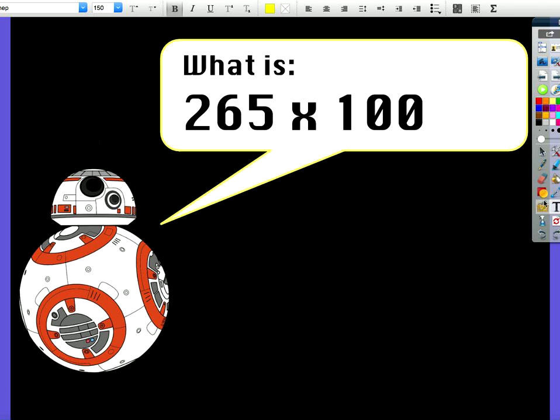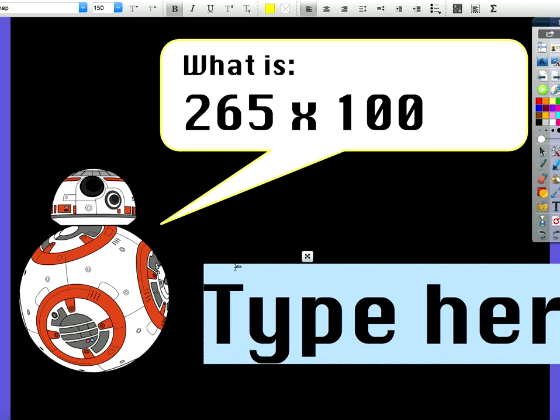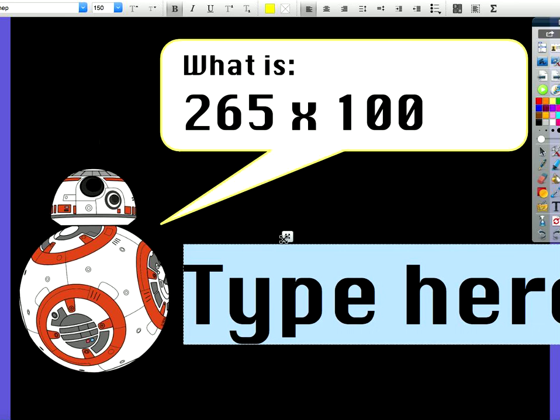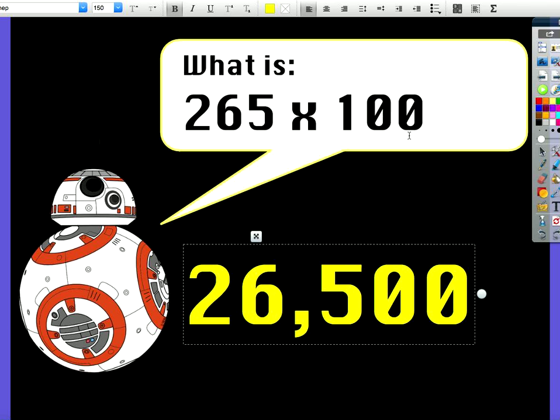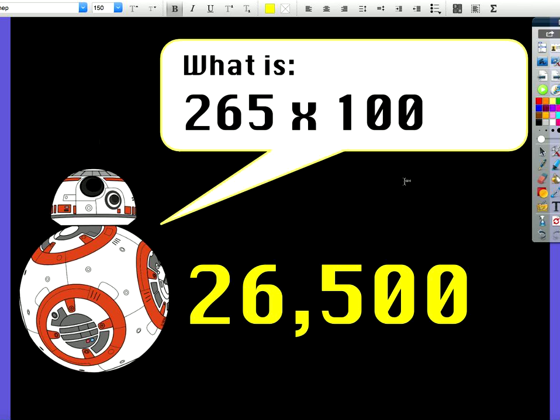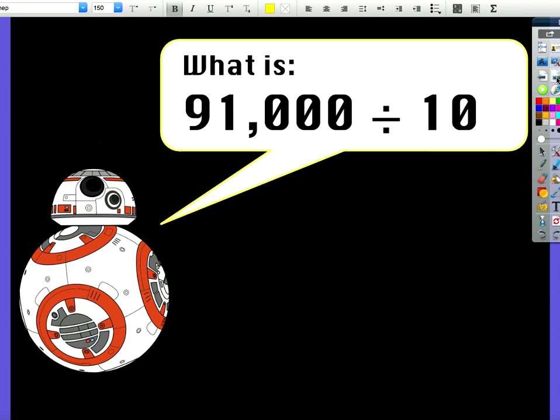So here's another one here. 265 times 100. 100 is a power of 10 because it's a 1 with zeros after it. So all we do is we put down the number that we're multiplying by, and in this case we're going to put 2 zeros at the end of it, and put our comma in. So 265 times 100 is 26,500.